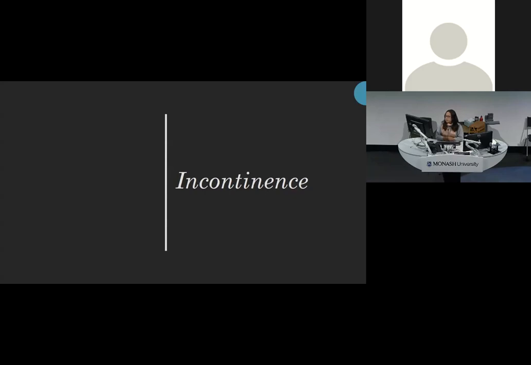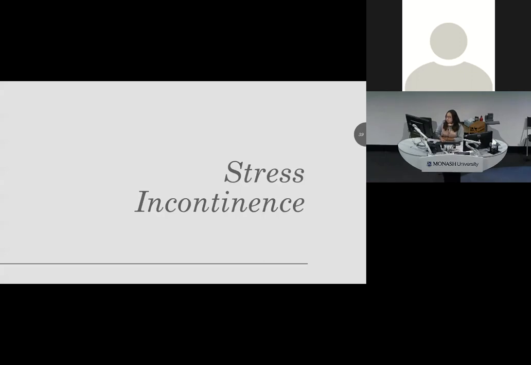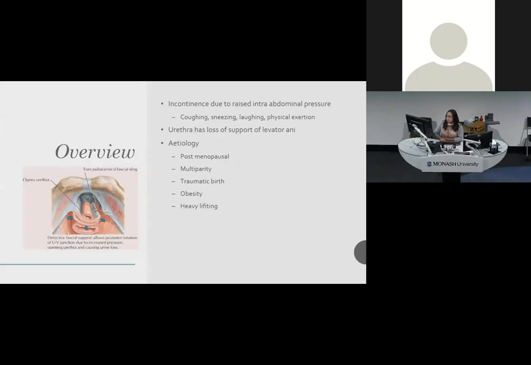So incontinence is the main part of urogynae that I wanted to talk to you about. You've got your stress incontinence. This is when raised intra-abdominal pressure causes incontinence, so coughing, sneezing, laughing, physical exertion. And basically, this is the reason they get it.